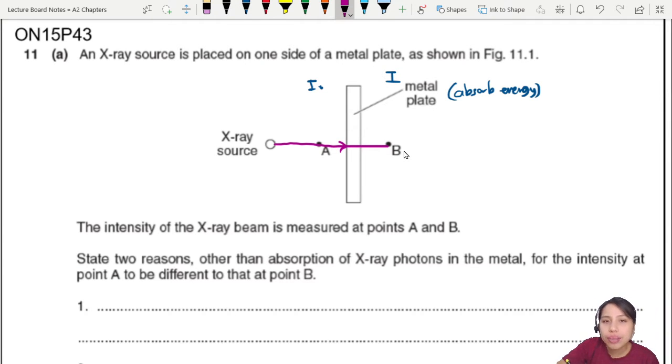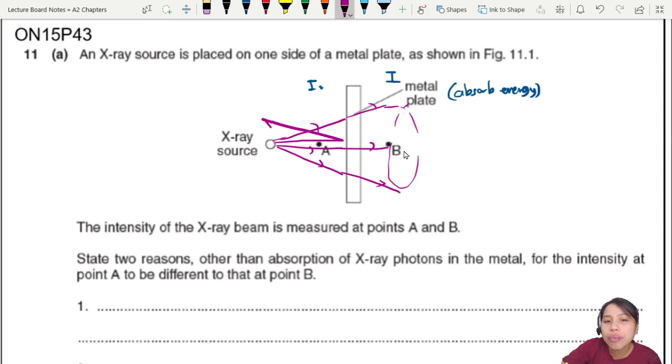Let's draw many X-rays. So X-rays can come through, but hang on a second, this is a source. Maybe the X-rays spread out. That's another problem. If they spread out, then your intensity will be different because the area is changing. This beam is not very well collimated. Another problem is maybe some X-rays come here and then bounce back.